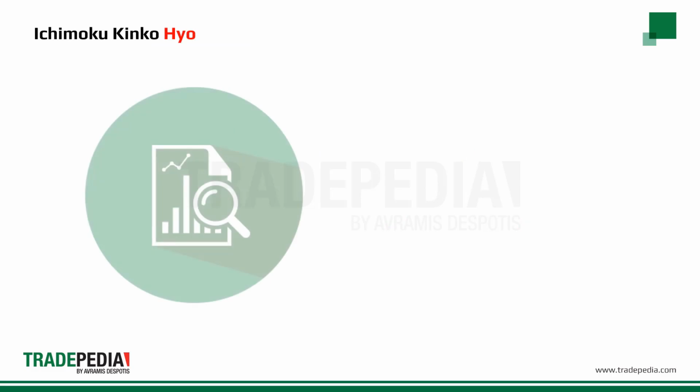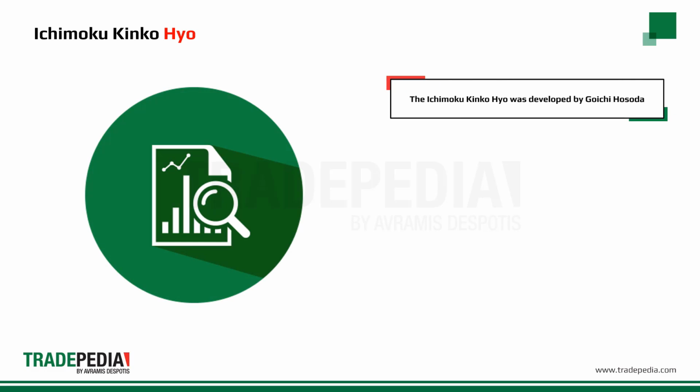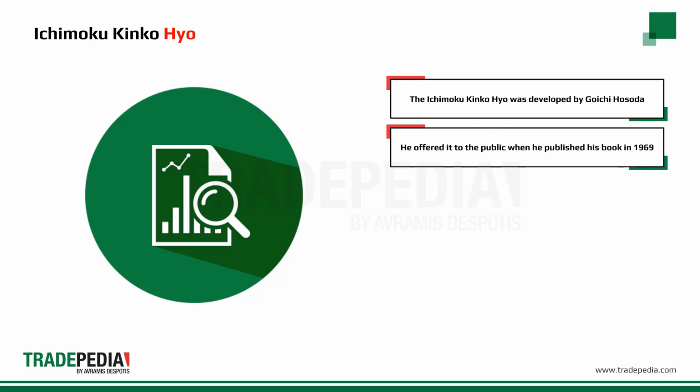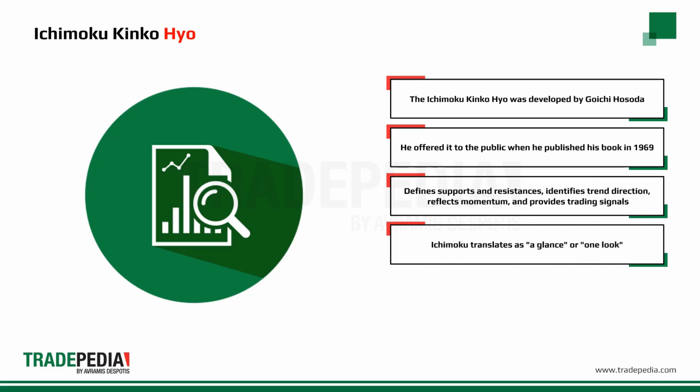The Ichimoku kinko was developed by Goichi Hosoda, a Japanese journalist writing under the name Ichimoku Sanjen. He developed this charting technique before World War II and offered it to the public when he published his book in 1969. It is a versatile indicator that defines supports and resistances, identifies trend direction, reflects momentum, and provides trading signals. Ichimoku translates as a glance or one look.